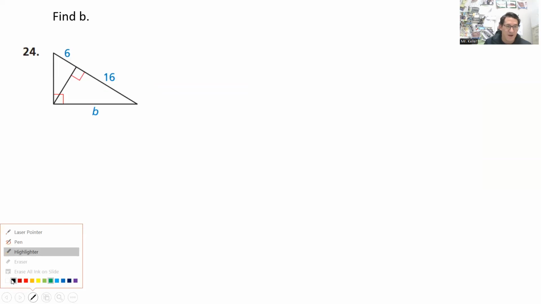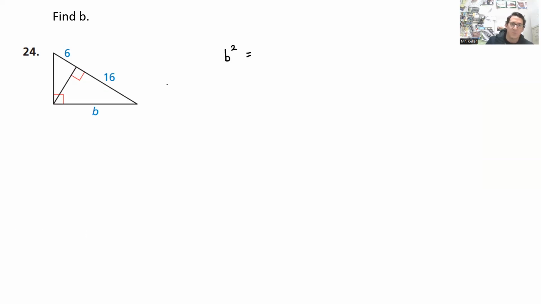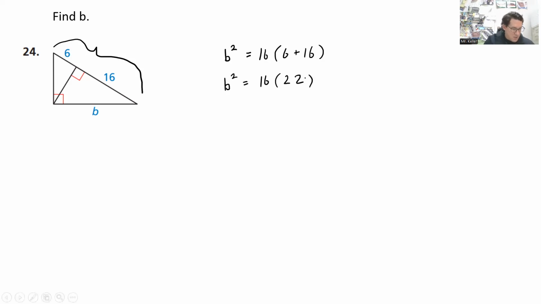So we are trying to find the medium leg. So it's going to be b squared is equal to, you got to do the long chunk, right? 16 times the whole hypotenuse together. 6 plus 16. So this is b squared is equal to 16 times 22. I don't feel like thinking that hard, so I'm going to do that in a calculator. 16 times 22 is 352.